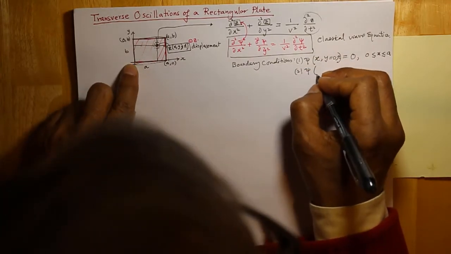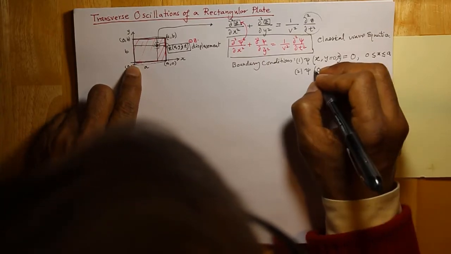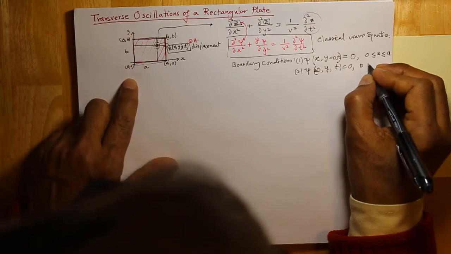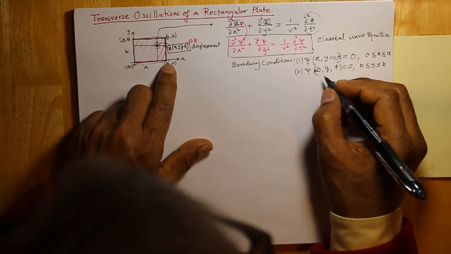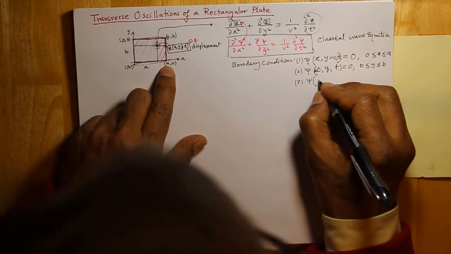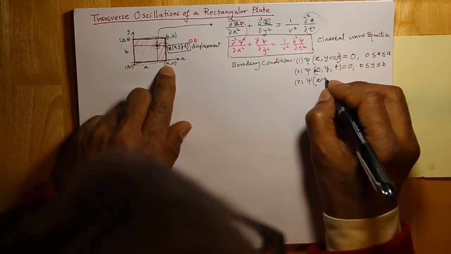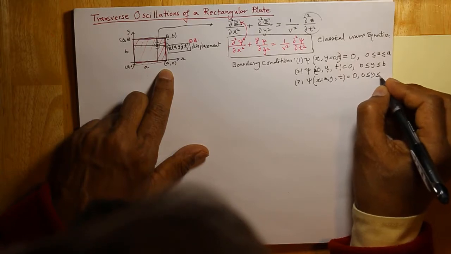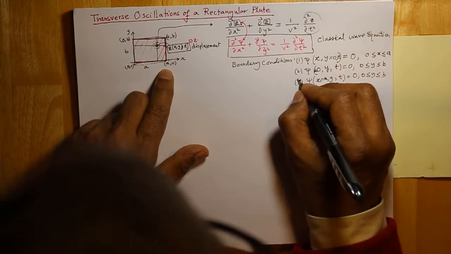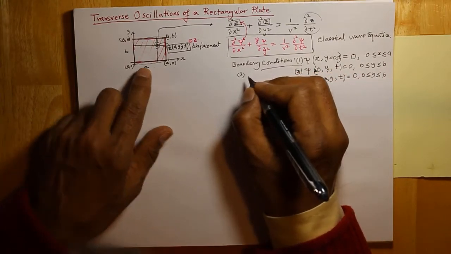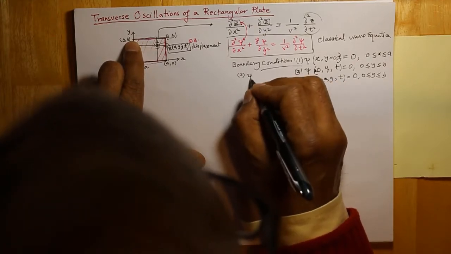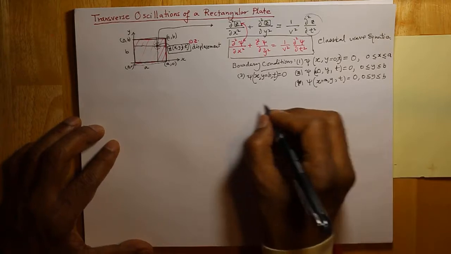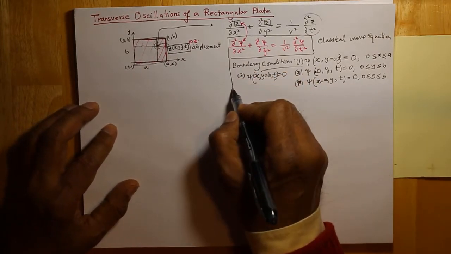The second one will be along the y-axis. So x is 0, and y can be any value between 0 and b. This edge will be psi, where x is a, but y varies between 0 and b. Let's call that 4, and let's call this 3, and put 2 here. The edge parallel to the x-axis over there will be psi of x, y equals b, t equal to 0. So these are 4 boundary conditions. We want to solve this equation subject to these boundary conditions.